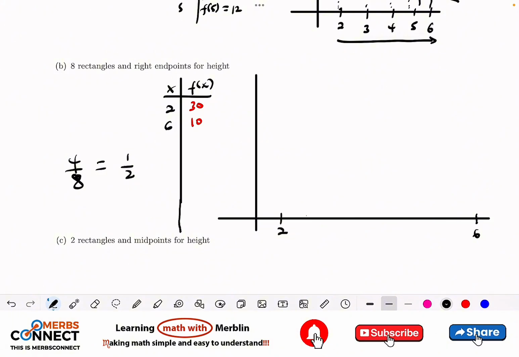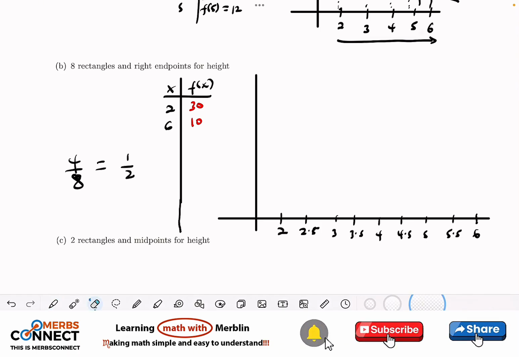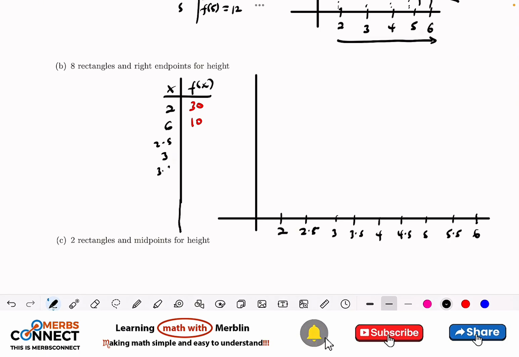So this is going to be 2.5, 3, 3.5, 4, 4.5, 5, and then 5.5 and 6. So this is how we can find this one. You just find the difference, then you divide it by the number of triangles that you want to make. So it means that we need to look for 2.5, 3, 3.5, 4, 4.5, 5, and 5.5.